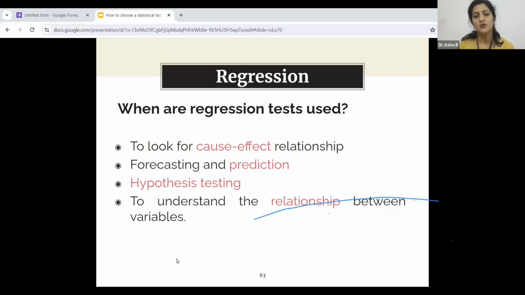The first one is to look for a cause-effect relationship. Correlation can show association, but it will not show us causation, whereas regression can be used to know the cause-effect relationship. The second one is prediction. When we have the values of the independent variables, a regression model can be used to predict the value of the dependent variable. For example, predicting occurrence of myocardial infarction based on cholesterol level. We know their cholesterol levels, so we can predict whether they can get MI or not. So this is a prediction.